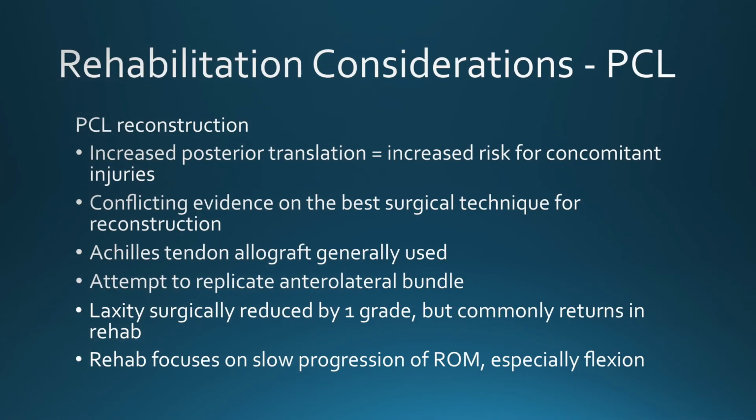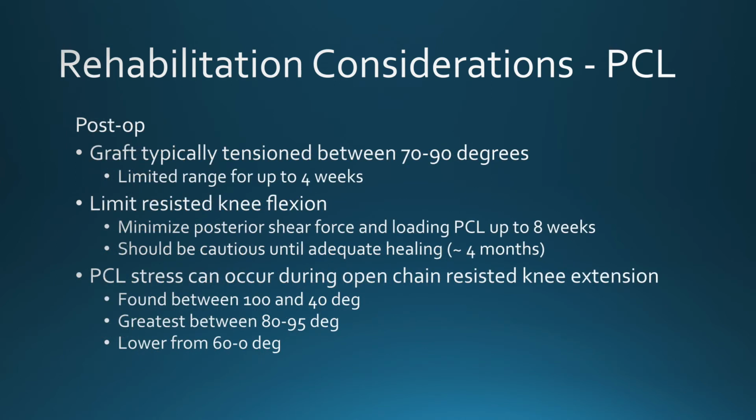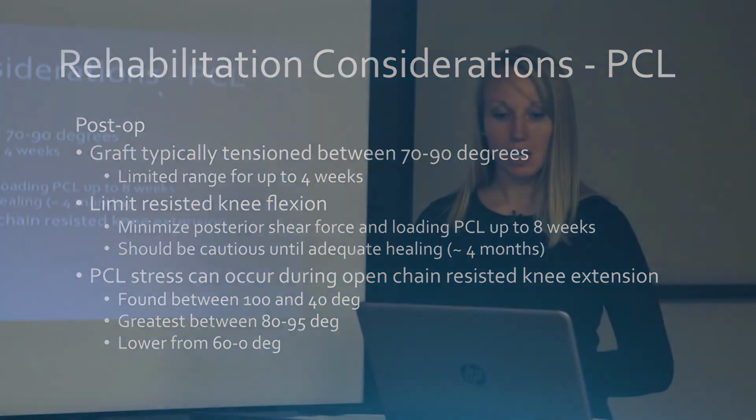So rehab focuses on a slow progression of range of motion, particularly with looking at flexion. Post-operatively in the PCL, the graft is typically tensioned, again, between 70 and 90 degrees. So we're limited beyond that range for the first 4 weeks. We want to limit resisted knee flexion. So we're trying to minimize the amount of posterior shear force and loading in the PCL for up to 8 weeks. We really need to be cautious until adequate healing occurs before we go crazy with any resisted knee flexion, and we're looking at a closer to 4-month range there.